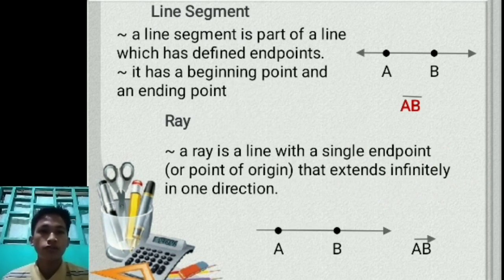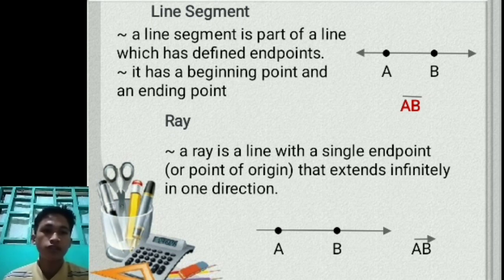Now let's move on to line segment. A line segment is a part of a line which has defined endpoints, and it has a beginning point and an ending point. So it starts at a point, then ends at a point. So we have an example, a line. Then this line consists of 2 points, point A and point B. So in a line segment, it has a beginning point and an ending point. So we have line segment AB.